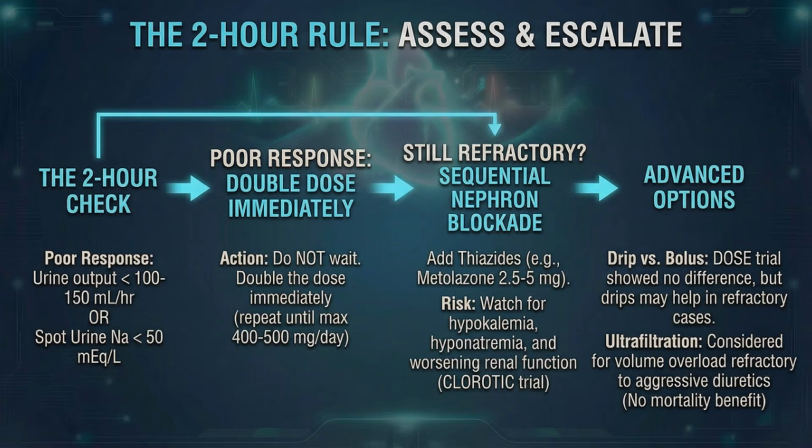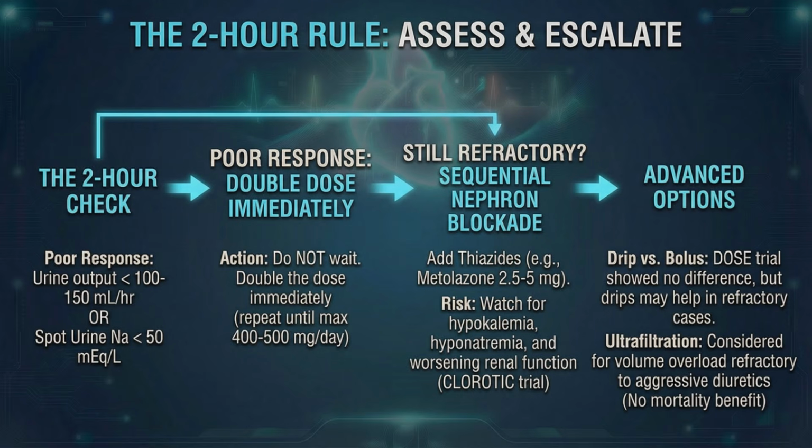How do you know if your diuretic dose is working? You must follow the 2-hour rule. 2 hours after your initial dose, you need to assess the response. A poor response is defined as a urine output less than 100 to 150 milliliters per hour, or a spot urine sodium less than 50. If you see this, do not wait for the next scheduled dose. You must escalate therapy immediately by doubling the diuretic dose. Repeat this until you achieve a response.